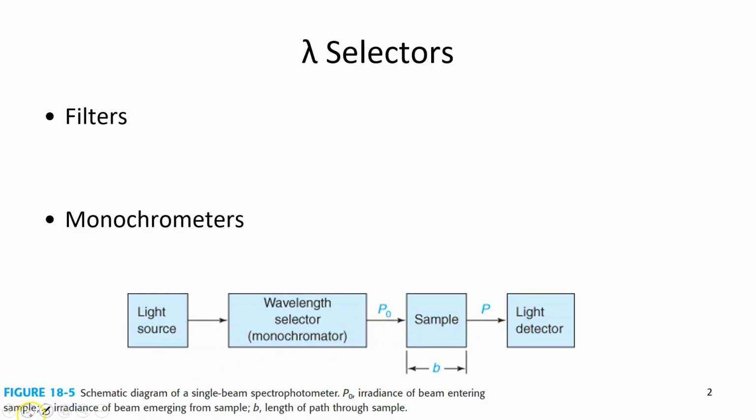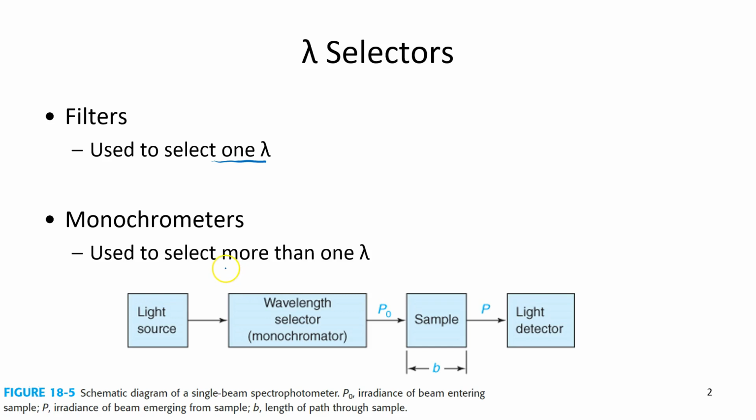You could use a filter as a wavelength selector if you just wanted to select one wavelength, or a single wavelength. But more commonly, you'll see a monochromator being used because that allows you to select more than one wavelength. So let's spend our time talking about the monochromator.